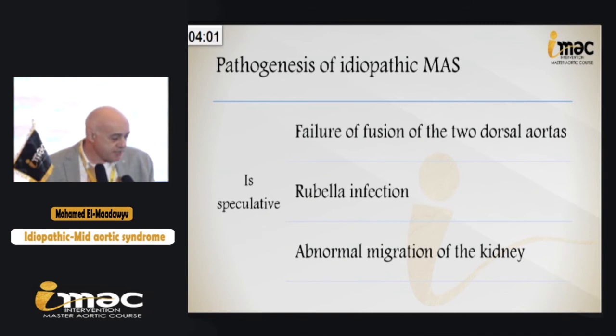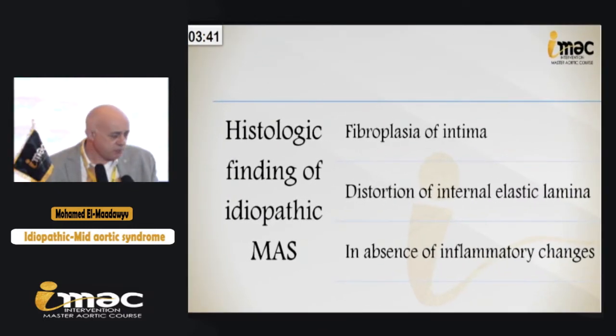The pathogenesis is speculative. It cannot be exactly determined whether it is failure of fusion of the two dorsal aortae, or rubella infections during intrauterine life, or an abnormal migration of the kidney, because of the higher frequency of finding ectopic kidneys.